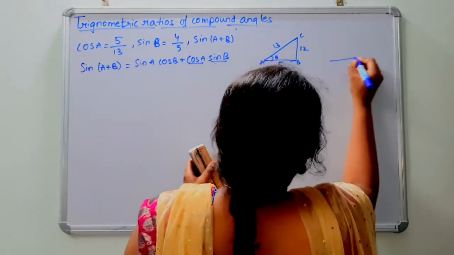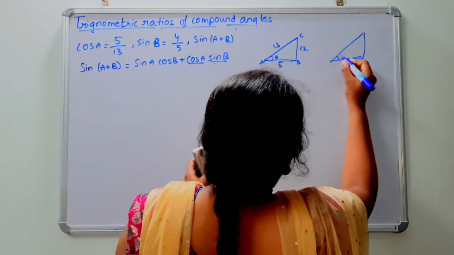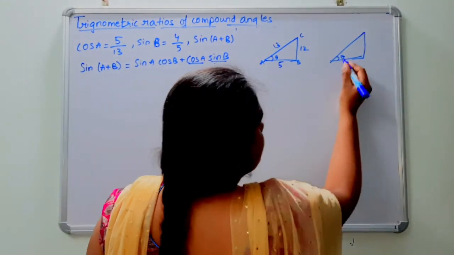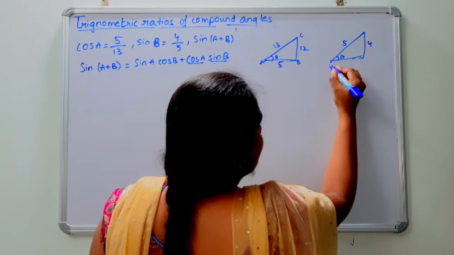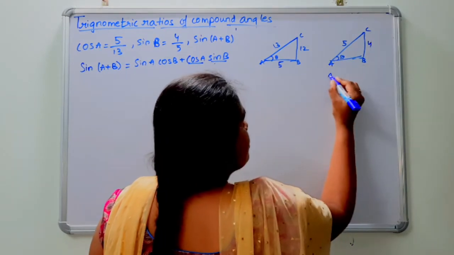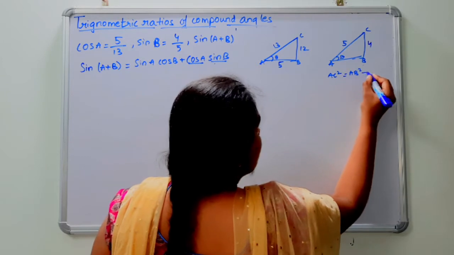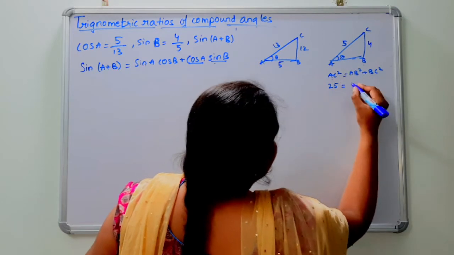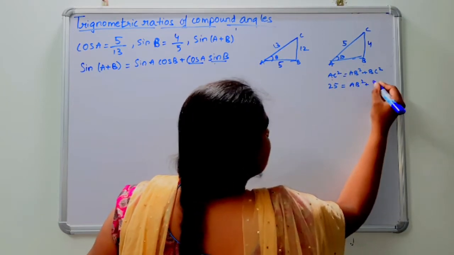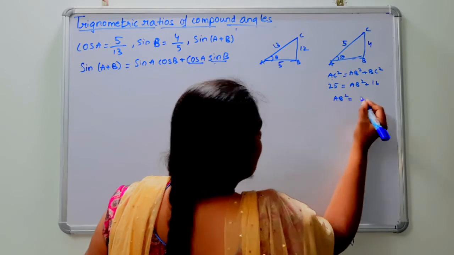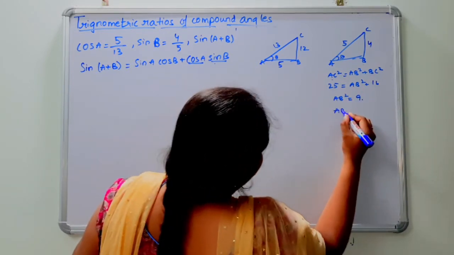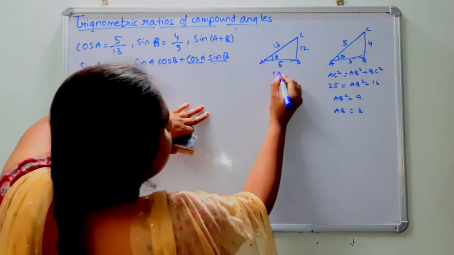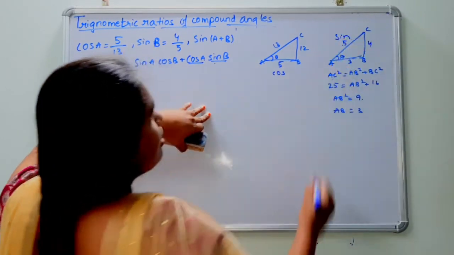Now let's take another right angle triangle for sin theta. What is sin theta? Opposite side by hypotenuse. Opposite side of theta will be this one and hypotenuse will be this one. So ABC. AC square is equal to AB square plus BC square. AC square is 25, BC square is 16. AB square is equal to 25 minus 16, which is 9. AB will be equal to 3. Okay. Now this diagram is of cos and this diagram is of sin.